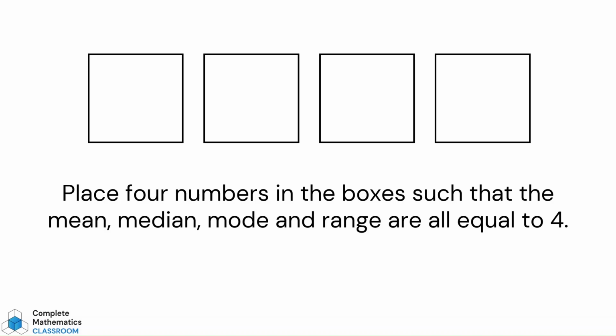This is a nice task that I use all the time to consolidate pupils' understanding of averages and range, and it also gives a great opportunity to behave mathematically as well. So, can you place 4 numbers in the boxes such that the mean, median, mode and range are all equal to 4? You might want to pause the video and have a think about this, and then when you're ready, just click play.